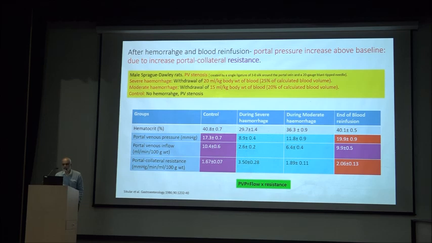So we can see as compared to the controls, at the end of blood reinfusion, what is happening? Portal vein pressure has increased from 17 to 19. Portal venous inflow is almost the same, but portal collateral resistance has increased. So the portal pressure increase above the baseline is due to the increase in the portal collateral resistance rather than portal flow, because we know portal vein pressure is flow times resistance.